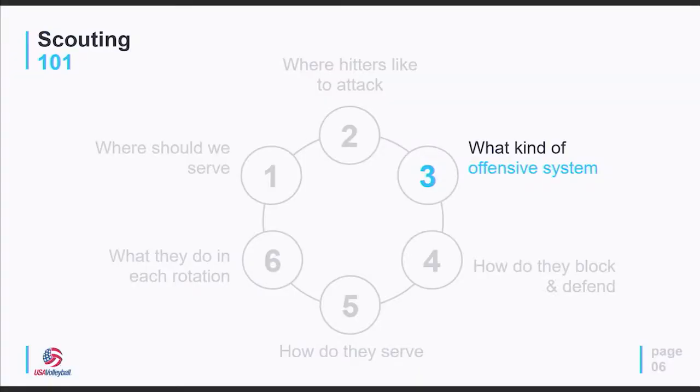Thirdly, we can talk about what kind of offensive system they like to run. Are they a fast-paced team, much like we are in the USA, where you run very quick tempo to the outsides? Do they run slower? Do they like to run the middles mostly just in front, or do they run a lot behind on the slide? Do they run combination plays? Do they like to run a slide hitter with their opposite coming around for an X2, hitting a 2-ball in the middle? Do they run combinations with the front row and the back row?